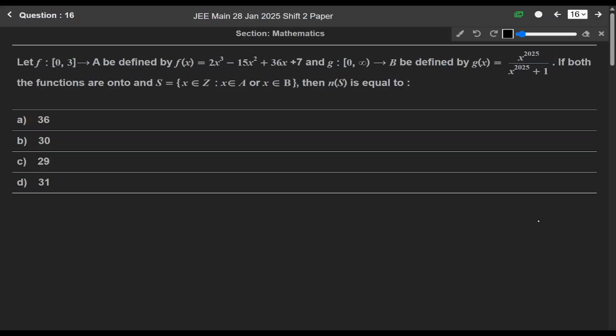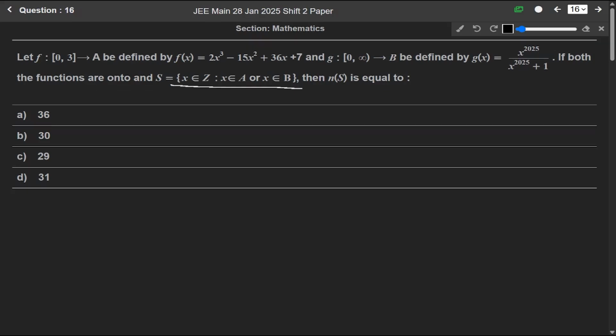Now next question is 16. Let f be a function between closed bracket 0 and 3, A, be defined by a function f(x) given by this, and g is a function between closed bracket 0 and open bracket infinity, B, be defined by function g(x) by this. If both the functions are onto and S defined by this, then n(S), means the number of elements in S, is equal to.